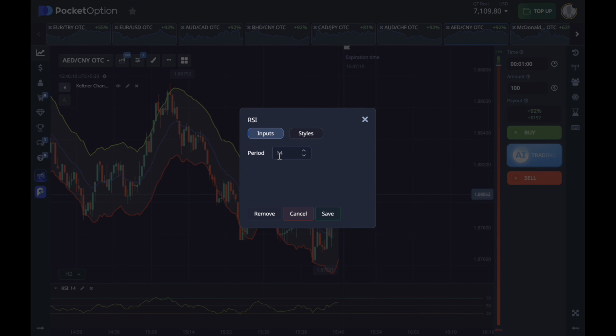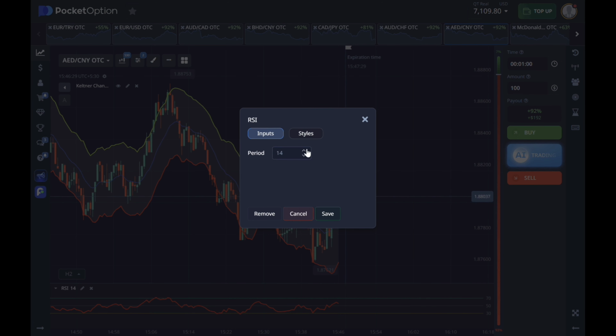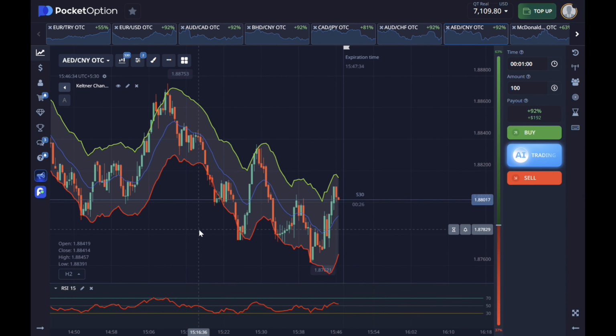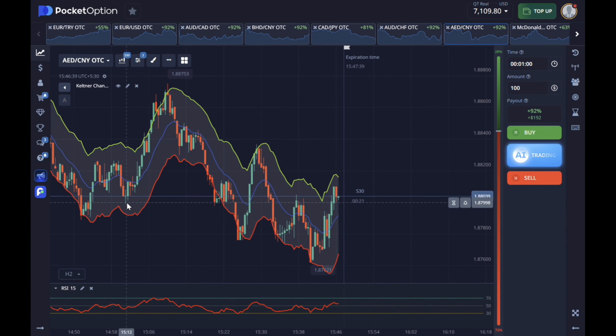Now let's look at the RSI. For the RSI, I'll set the period here. We'll set it to 15, but before that, let me change the colors here. We'll keep the main line red, and here we'll set the period to 15. We've set it to 15 here, and let's save it. So now our indicators are ready to use. Now let's start our analysis, alright?